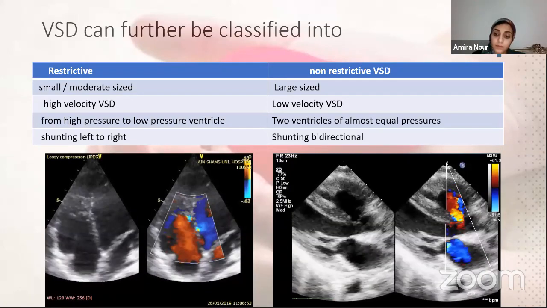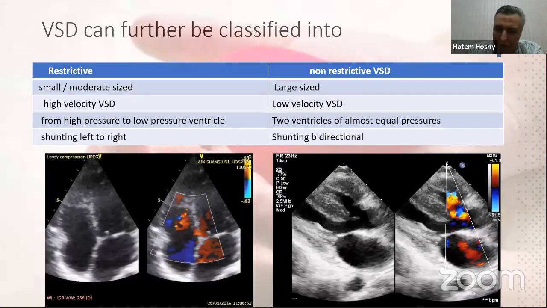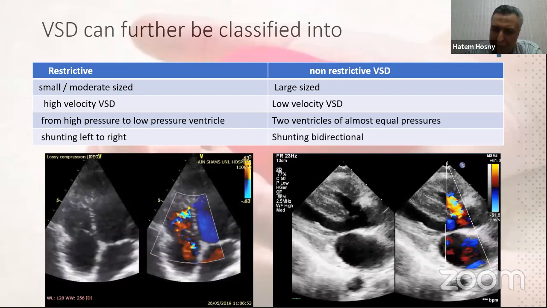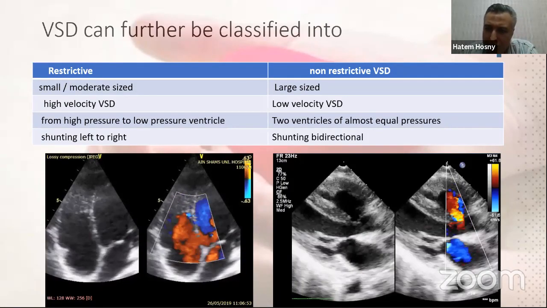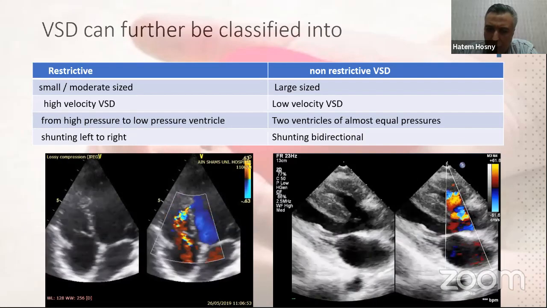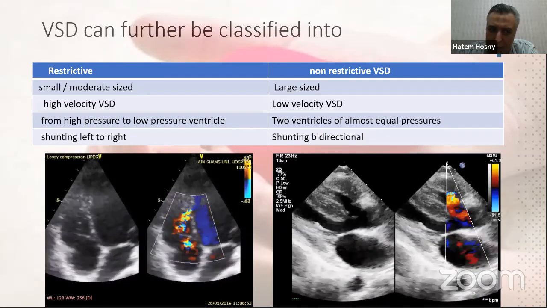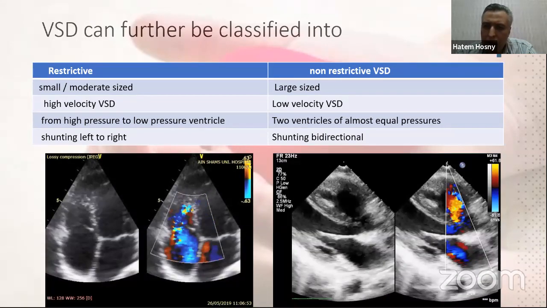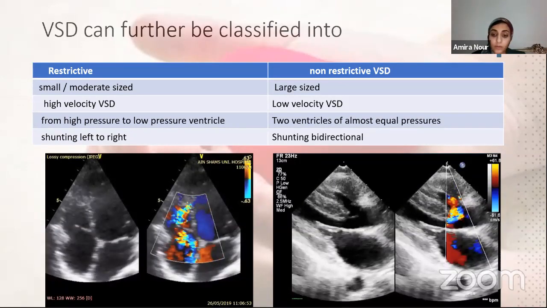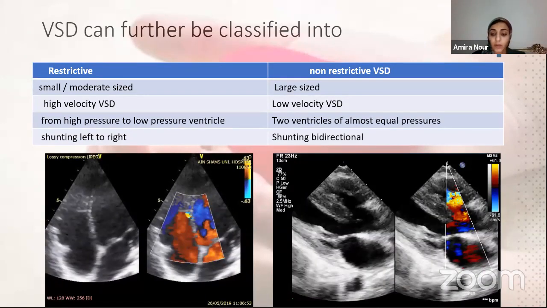So if a patient has a pressure drop across a VSD of 20, let's assume that the LV pressure is 100 and there's a drop of 20, would you consider that a restrictive VSD? No, this is a very low pressure gradient. Almost the two ventricles are nearly of equal pressure.